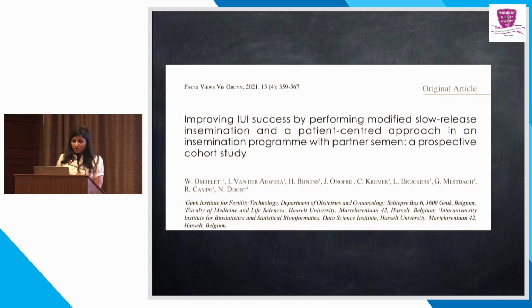Then this was a very nice take-home message: when we are doing IUI, how can we improve IUI success? We have seen a lot of parameters. This is one parameter: improving IUI success by performing slow release insemination and a patient-centered approach in an insemination program with partner semen. This was a study done during COVID.